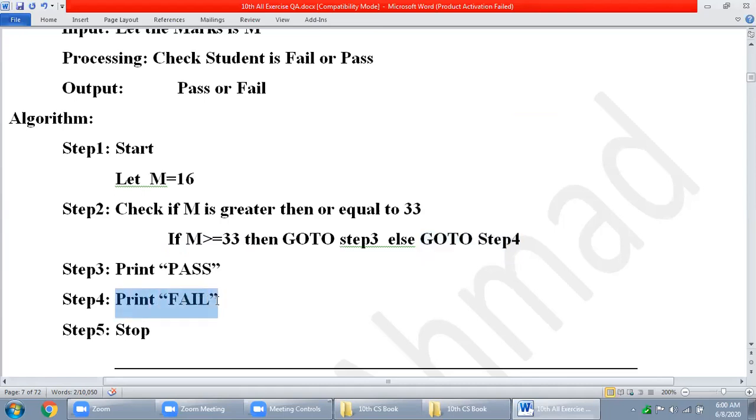In step 4, the statement is written: fail. Keep in mind, all the pass and fail depend upon this condition. This is called the passing marks. If the marks is greater than 33, he will pass. If the marks is less than 33, he or she will fail. Our last step will be stop. Our last step is false. So I will change it again. I will make it 66.